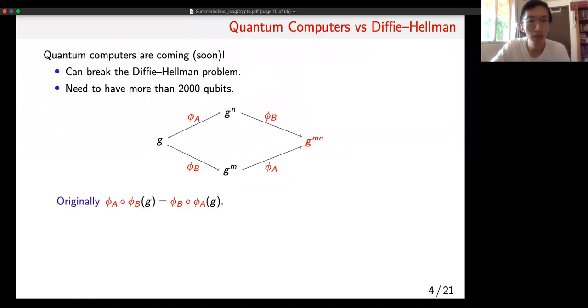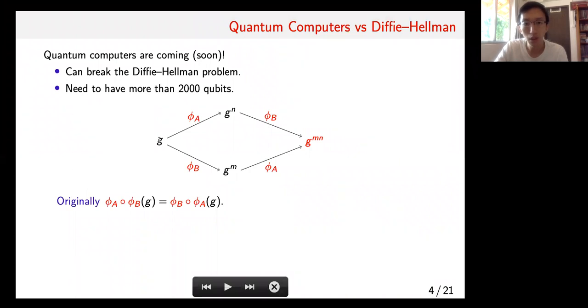So this is what we have, right? We have your g. This is your generator. This is what Alice computes. This is what Bob computes. And then we will denote this raising of power by phi A, which, as you can observe, is a homomorphism from the group to itself. And this is kept secret. So this is a secret homomorphism, really. And upon obtaining Bob's public value, she will use her secret homomorphism to map to the shared secret. Bob will do something similar. So originally we have phi A composed with phi B acting on g is the same as phi B composed with phi A acting on g again.